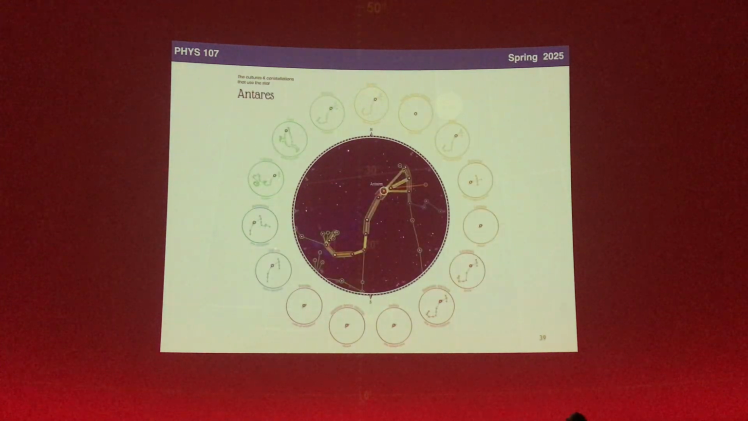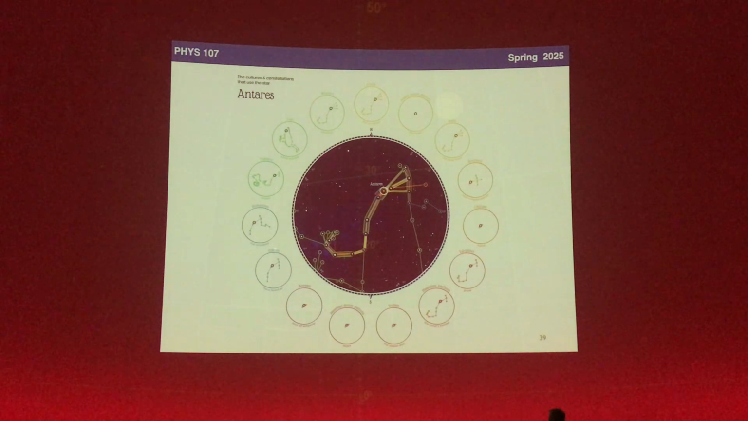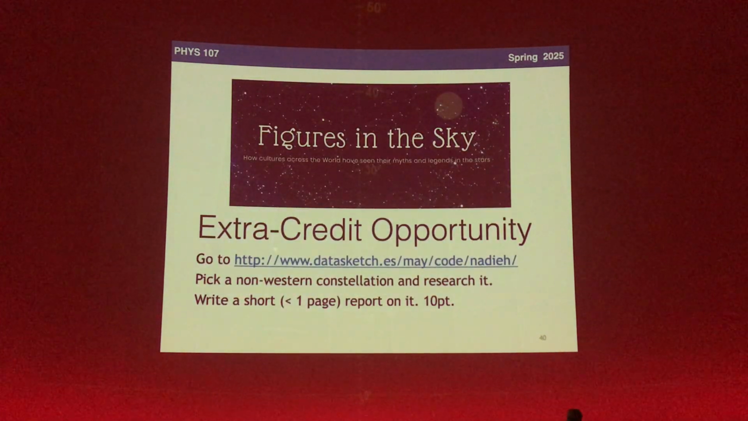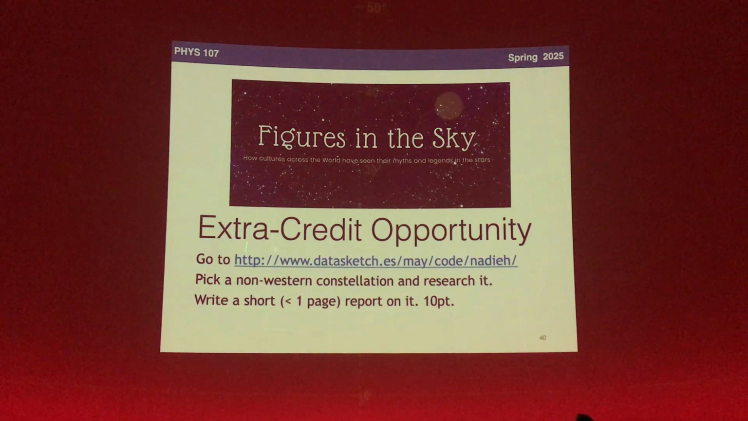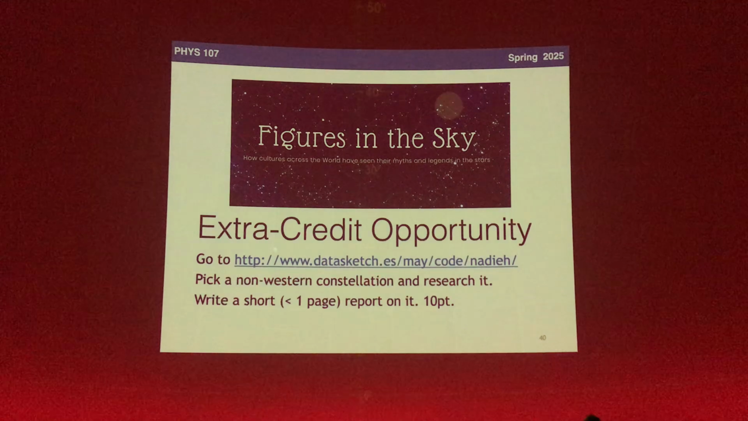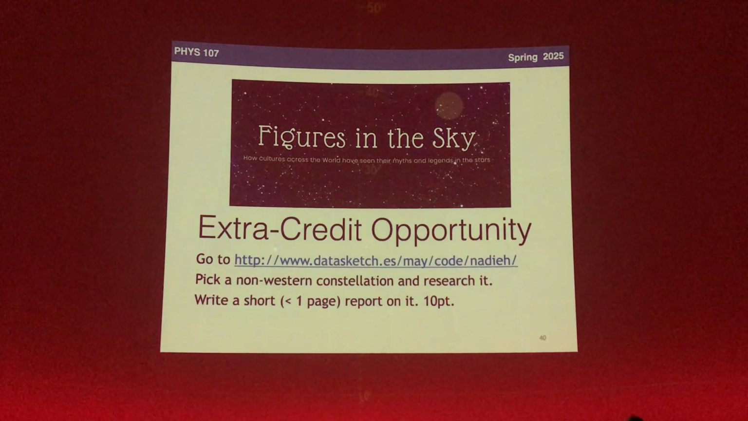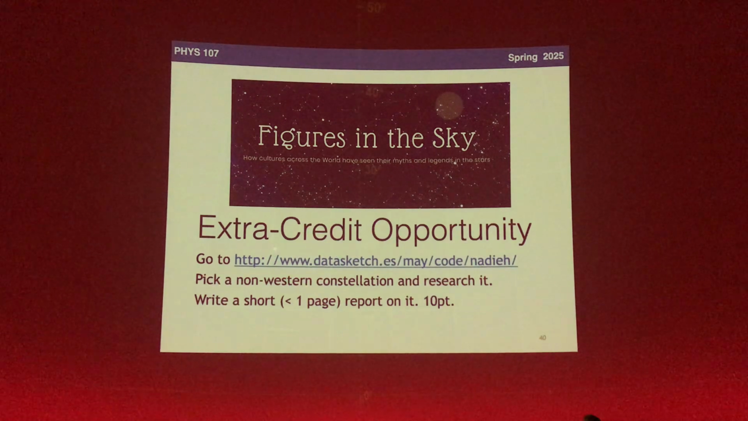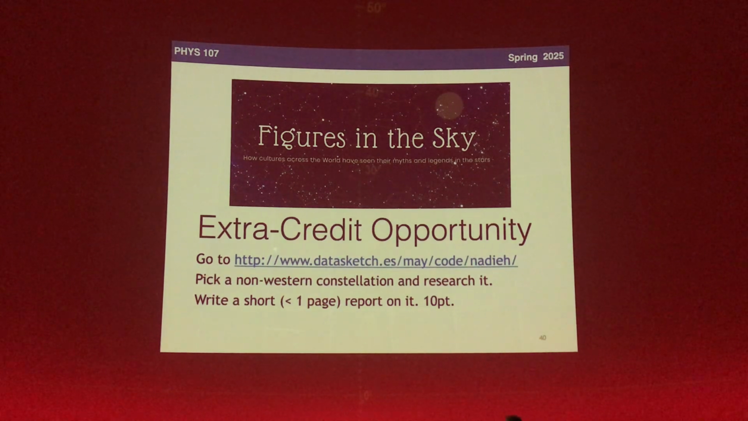Fish Hook, for example, for Moana, or Scorpio in the Roman world. So the extra credit opportunity is to go to this website, and it's on the slides that are posted already. The extra credit is to pick a non-Western constellation and research it a little bit. Like, why did they call it Dog's Bone, or the Fish Hook, or what have you?